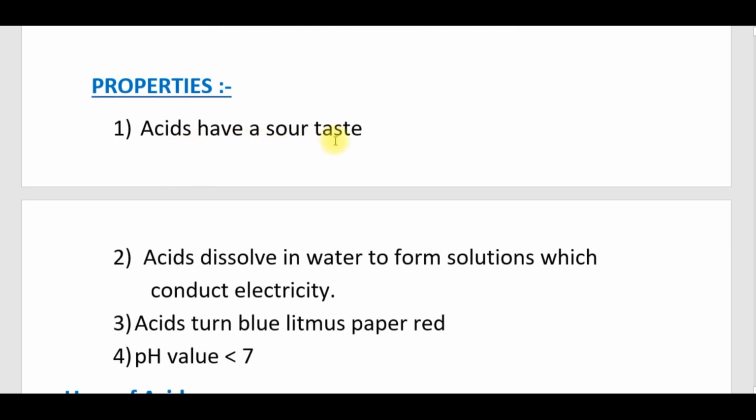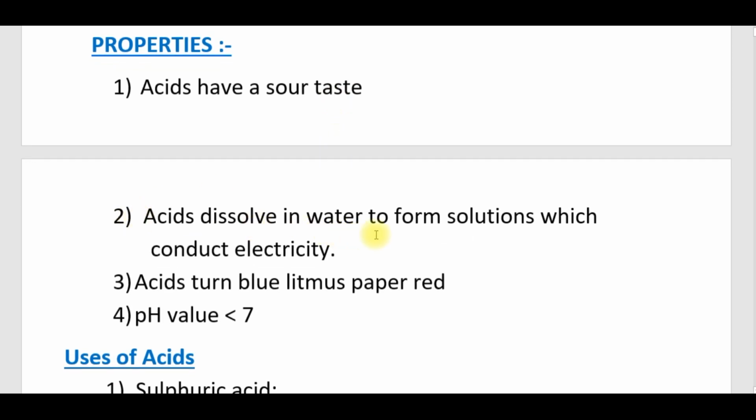Acids have a sour taste, and acids dissolve in water to form solutions which conduct electricity. And third, acids turn blue litmus paper red. And the last one is that the pH of an acidic solution or acid is less than 7.